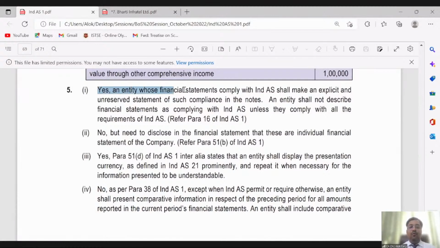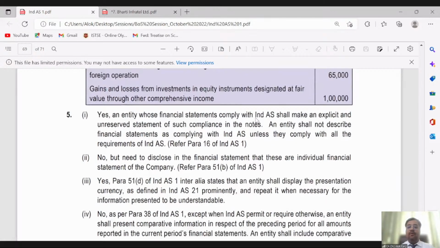Yes, an entity whose financial statements comply with Ind AS shall make an explicit and unreserved statement of compliance in the notes to accounts. An entity shall not describe the financial statements as complying with Ind AS unless they comply with all the requirements of Ind AS, right? So management must have a reason to believe that they have complied with all Ind AS, right? Clear? Is it clear? Yes or no?